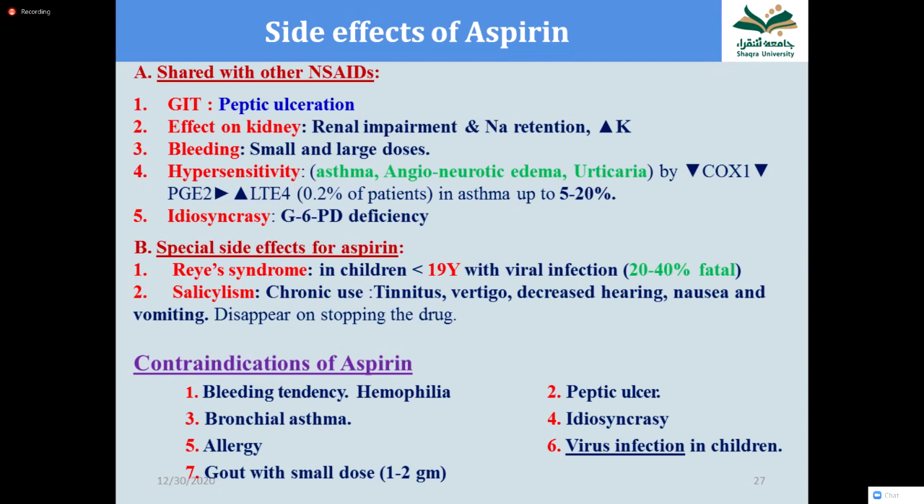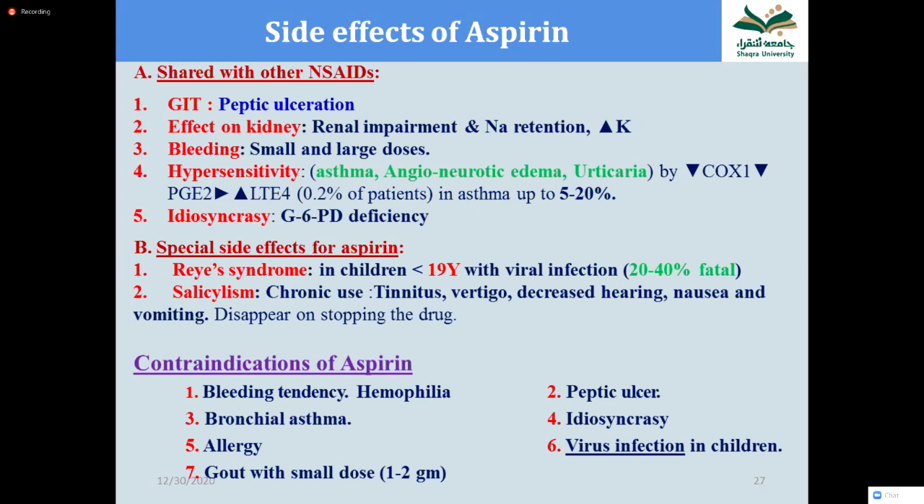Bleeding is seen in those patients who have glucose-6-phosphate dehydrogenase deficiency. This glucose-6-phosphate dehydrogenase is responsible for the maintenance of RBCs. So in its absence, aspirin may lead to hemolysis, and this is one of the side effects seen with aspirin. Among special effects, you must have studied Reye's syndrome.